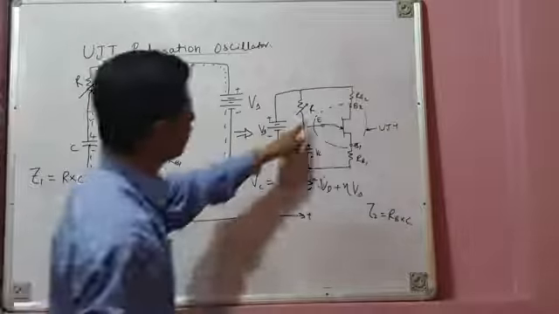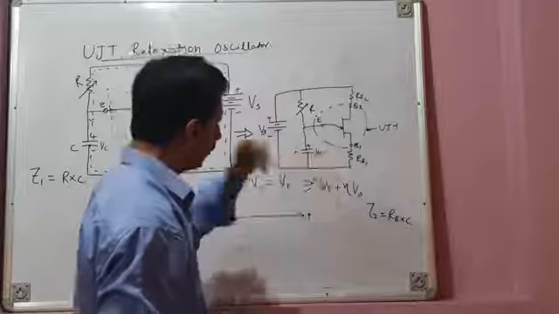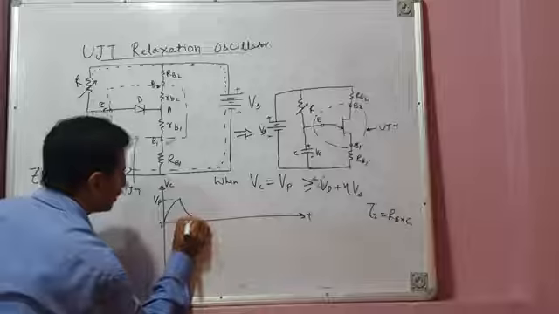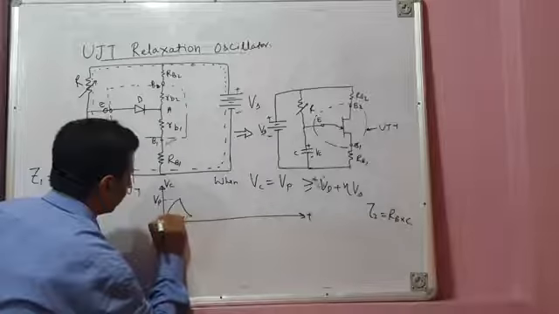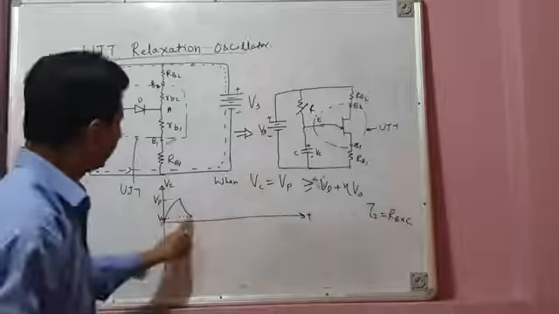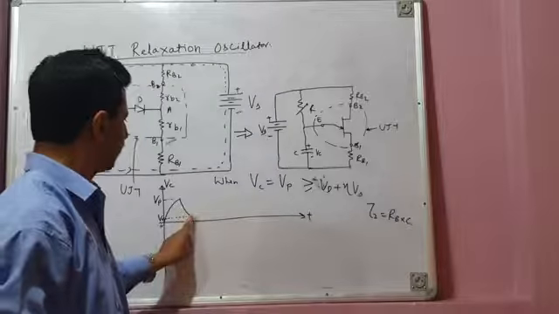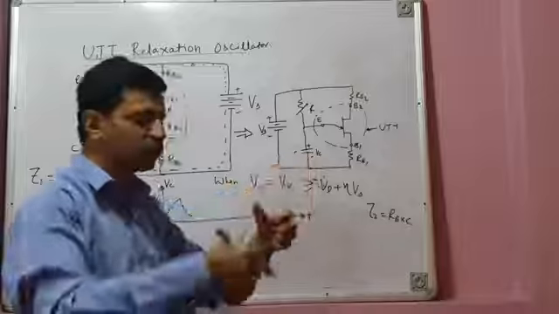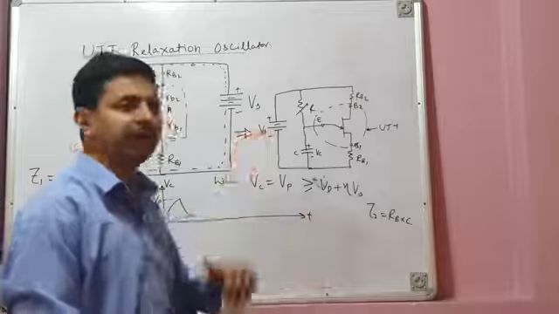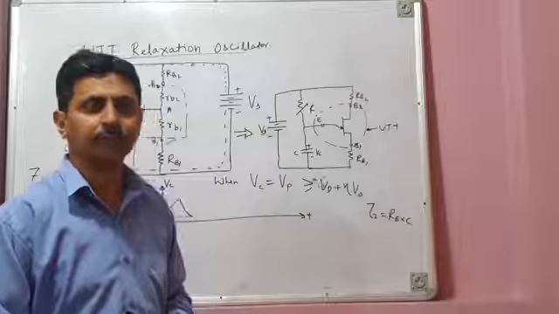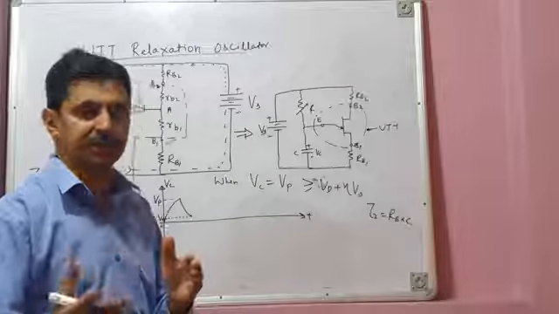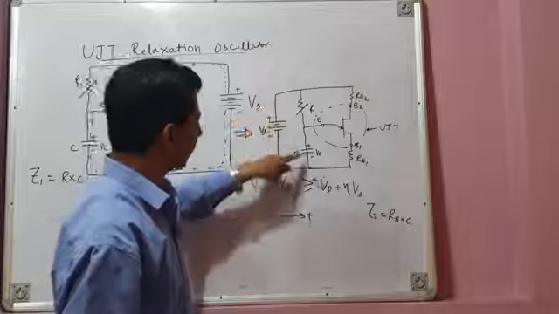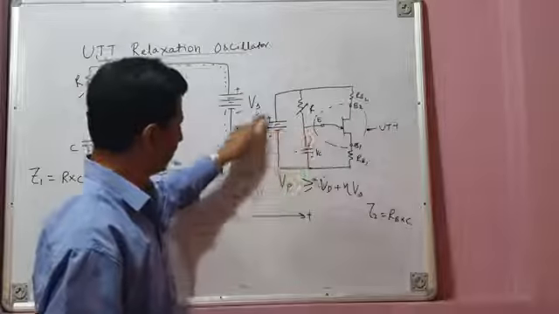When capacitor discharges, its voltage decreases, and finally it reaches the valley point voltage. This is valley point voltage, for example, VV. And then it further tries to decrease. Its voltage tries to go below valley point voltage. As the capacitor voltage goes below valley point voltage, the UJT again goes off. UJT is again in the off state. And when it is in the off state, then the process again repeats. Then this capacitor again starts charging because of this DC source.